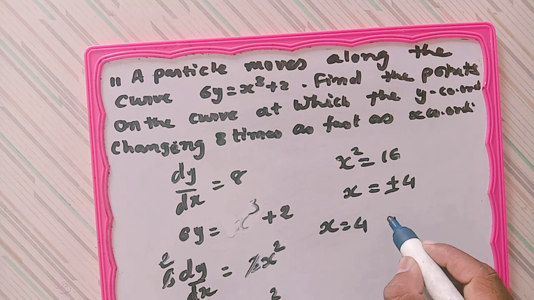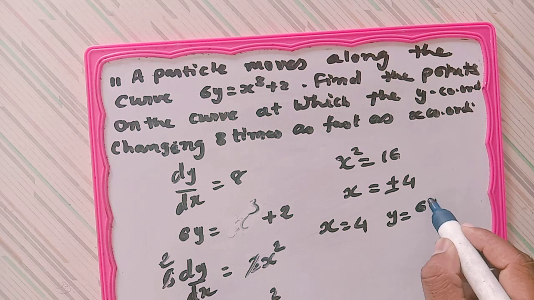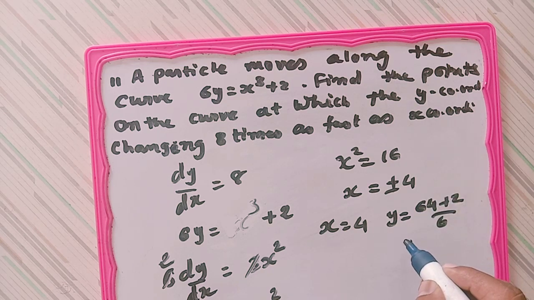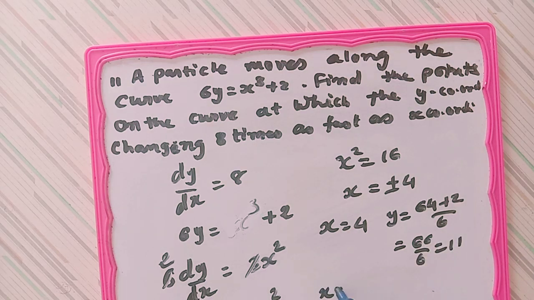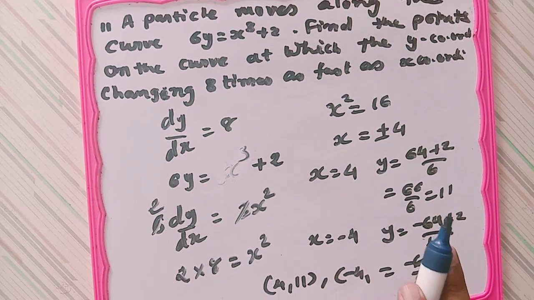So x equals to 4, then y equals to 4 cube 64 plus 2 by 6, which is 66 by 6, 11, and x equals to minus 4, then y equals to minus 64 plus 2 by 6, which is minus 62 by 6, so minus 31 by 3. And so we have two points: (4, 11) and (minus 4, minus 31 by 3).